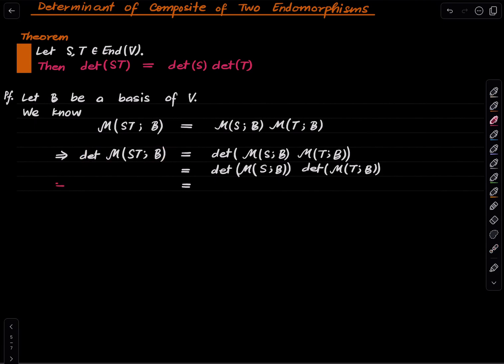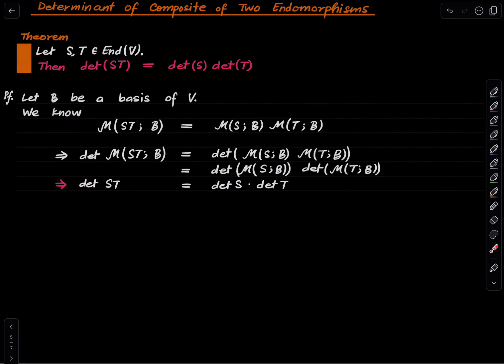Therefore, the determinant of the composite is equal to the determinant of S times the determinant of T. Why is that? Because this is by definition the determinant of S, and that is by definition the determinant of T. And this is by definition the determinant of the composite. So that's the proof, very simple.